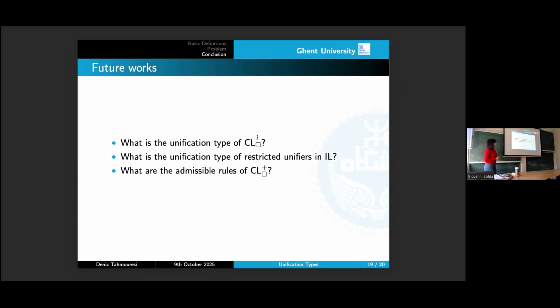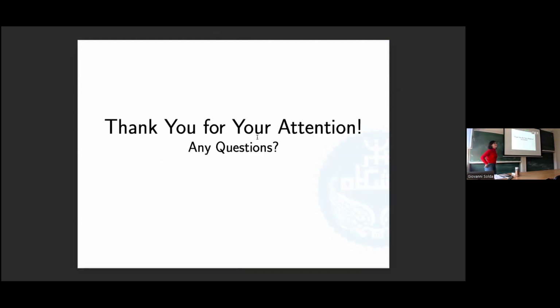Another question is what is the unification type of restricted unifiers in intuitionistic logic? We have the result for classical logic, but we are also looking for the result on intuitionistic logic, the restricted F function types. We can also ask what the admissible rules of CL box clause are, or, if we have the unification type of CL box, the admissible rules of CL box itself. Thank you for your attention, and I'm ready to answer your questions.